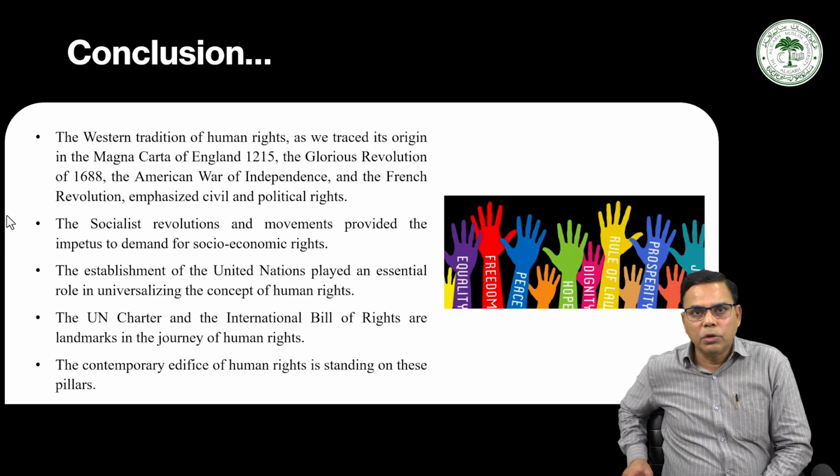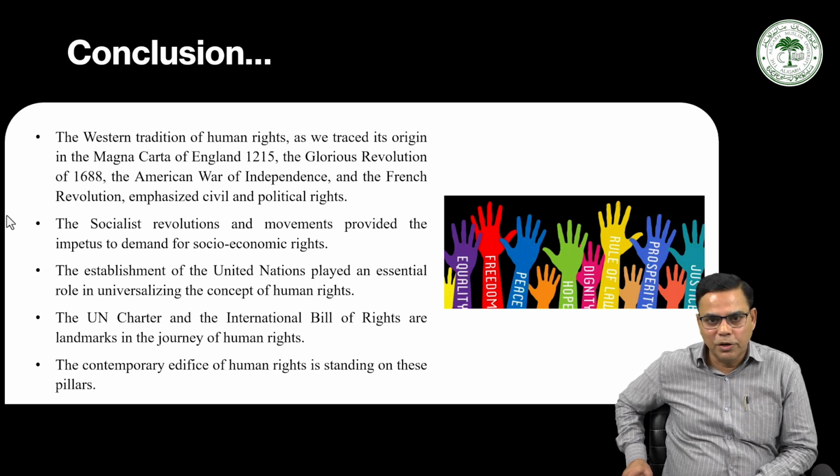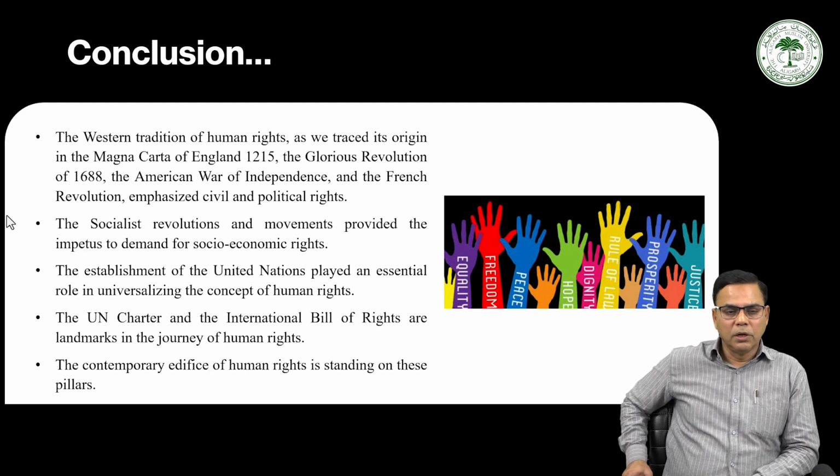So the journey that we started from Magna Carta, the Western tradition of human rights, while discussing, we tried to trace its origin. The Magna Carta of England, 1250, the Glorious Revolution of 1688, the American War of Independence, and the French Revolution, all emphasize civil and political rights. Then the Socialist Revolution.